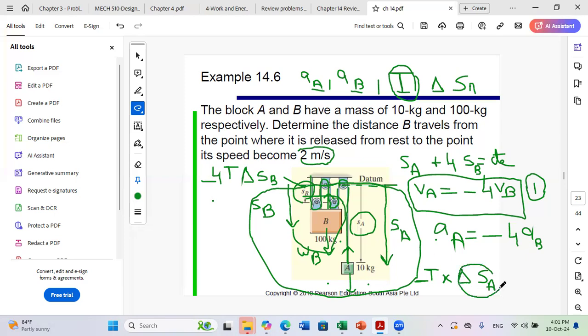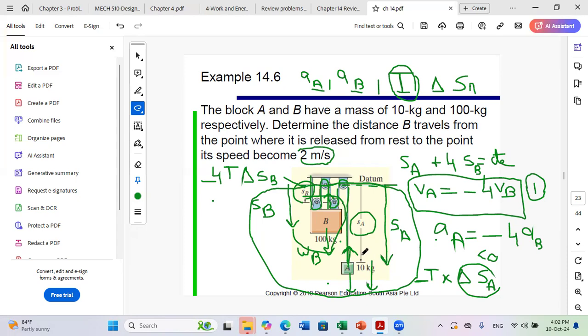So delta SA will be negative, and minus minus will give you a positive result. Here, you should respect the coordinate direction. If you take SA to be downward, this means that delta SA is considered positive when you move down, and delta SA will be negative if you are moving up. And your tension T is opposing the positive SA direction.